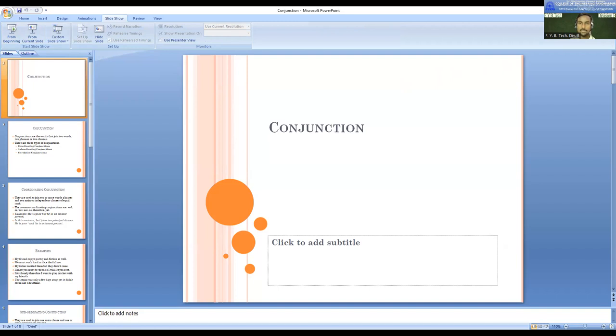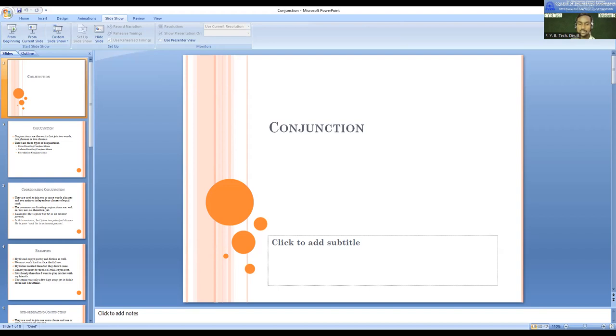So let's begin. As we studied prepositions, almost all parts of speech we are about to study. So far we have done noun, pronoun, adjective, adverb, preposition, and verb also. All these are the things that we have studied here. In today's session, we are going to talk about conjunction. First of all, we'll talk about what a conjunction is.